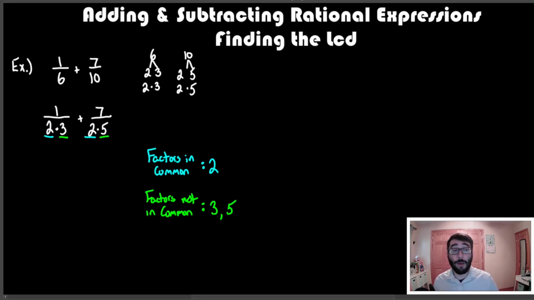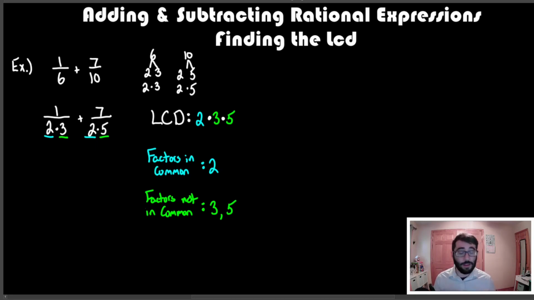The least common denominator is the product of all of these factors. So the least common denominator would be the factor they had in common, 2, times the factors they did not have in common, which were 3 and 5. And if you didn't guess it, 2 times 3 times 5 is 30, which happens to be the least common denominator. And then from there, we would do our typical thing, right?